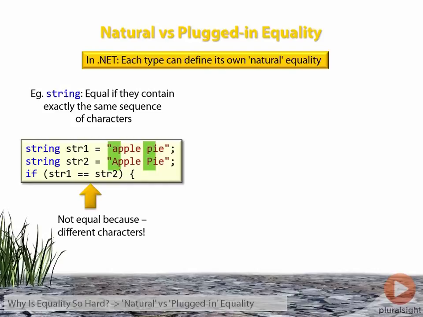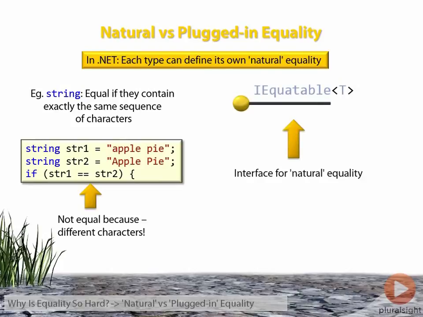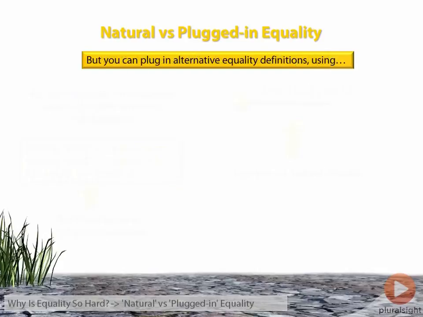By the way, it's very common that types expose their natural way of determining equality by means of a generic interface called IEquatable of T. In fact, String does implement that interface. But separately, .NET also provides a mechanism for you to plug in a different definition of equality if you don't like a type's own definition.